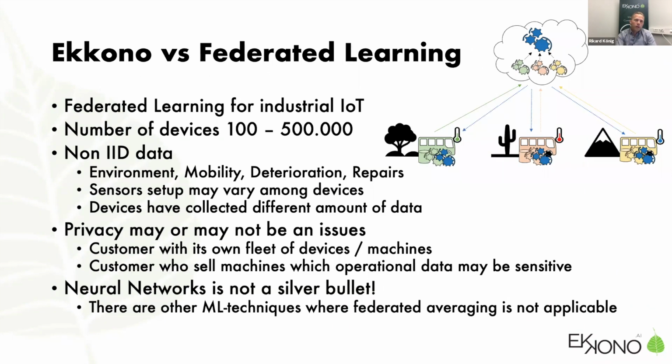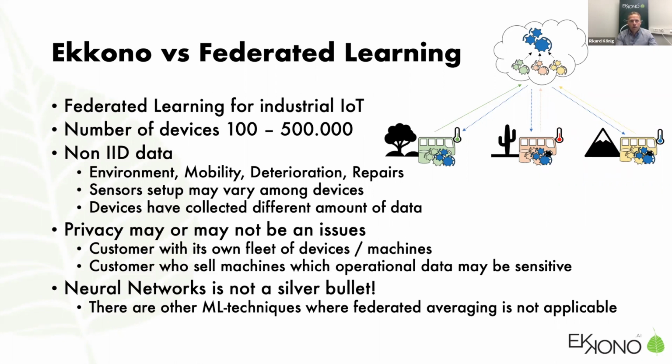To summarize, what we look at here in Ekkono when we consider federated learning, it's foremost federated learning for industrial IoT. So we're looking at use cases for a few hundred to 100,000 devices, and we're typically seeing non-IID data. The IID assumption is the basis of all machine learning, really. It's the idea that the data that you train your model from is exchangeable with the data that you're going to predict from. Nothing has changed, really.